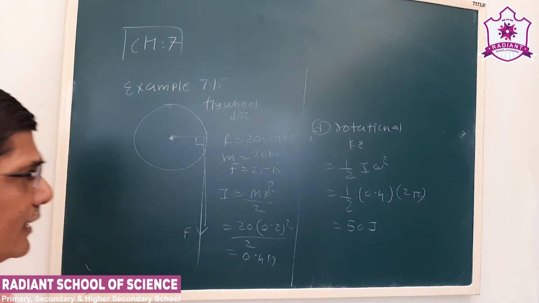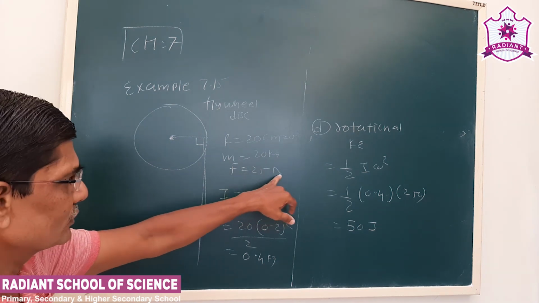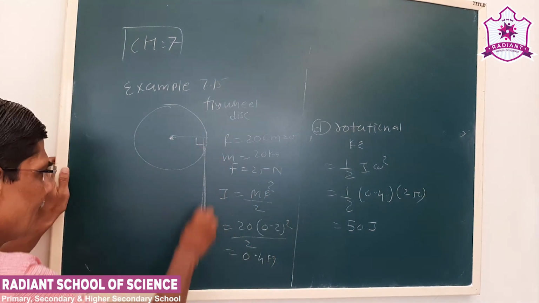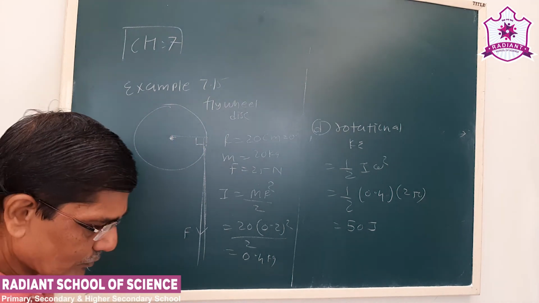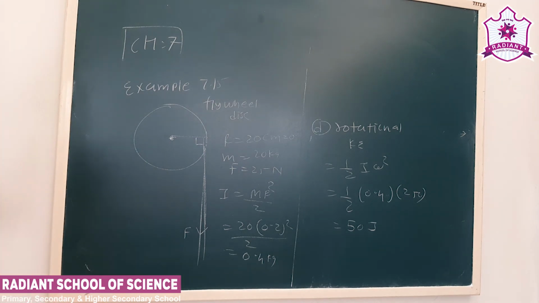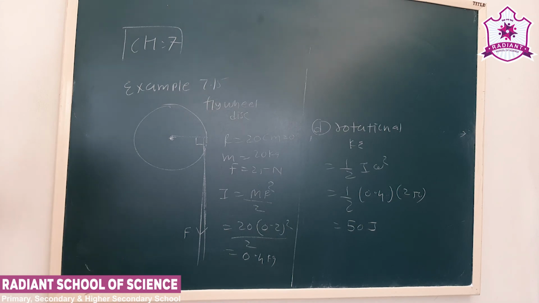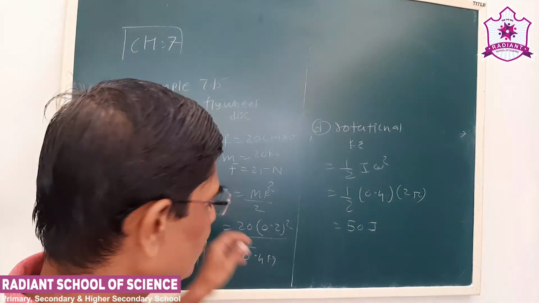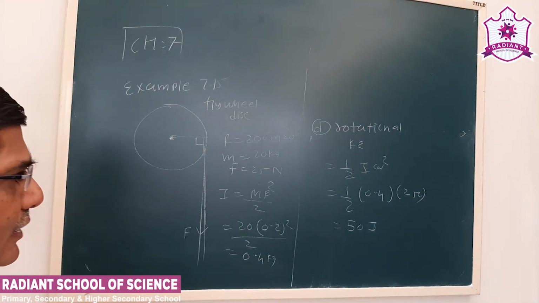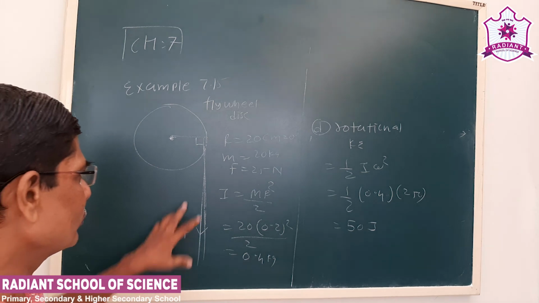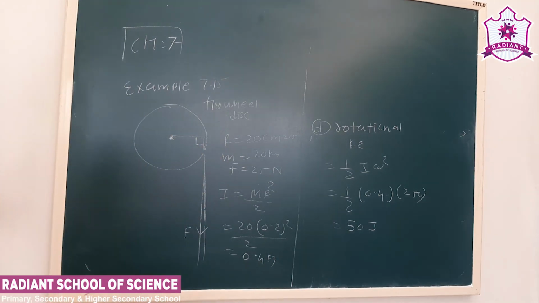So we see the question again. The radius of a flywheel is 20 centimeter, mass is 20 kg. The force applied is 25 Newton by cord. The cord is displaced by 2 meter. See the required quantities we have to calculate. First we obtained the moment of inertia, then we calculated torque equal to R cross F. Also we used torque equal to I alpha, that gives us the angular acceleration. Now work done by the force: the cord was unwound by 2 meter, so work done is force into displacement.